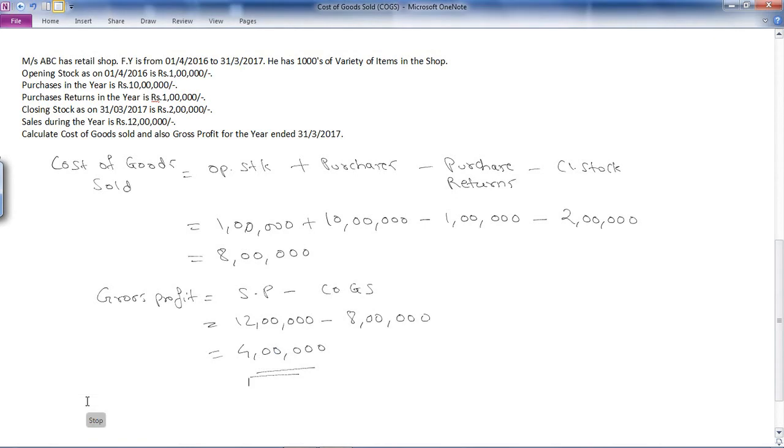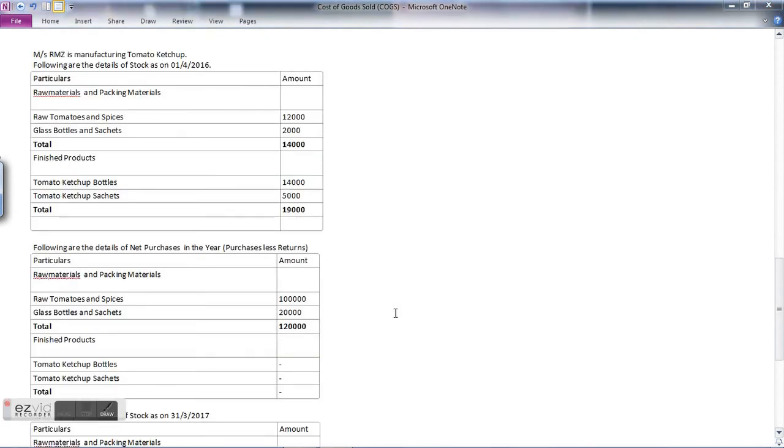Okay, now earlier we took an example of a retail industry. Now we are taking an example of a manufacturing industry. Messrs RMZ is manufacturing tomato ketchup, and following are the details of stock as on 1/4/2016. So details of stock are bifurcated into two things: raw material and packing material, and then finished products. Correct? So you can see here raw material includes raw tomatoes and spices, then glass bottles and sachets, and finished products include tomato ketchup bottles and tomato ketchup sachets at the beginning of the year.